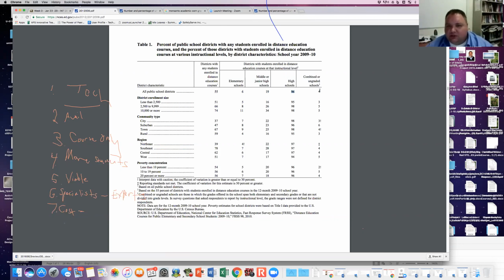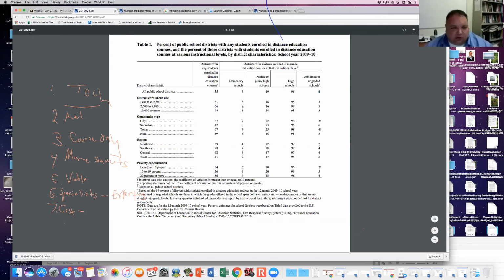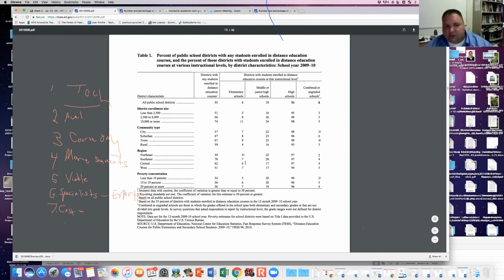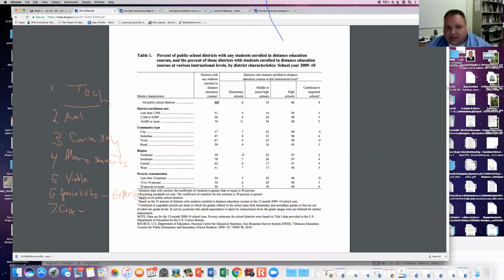The combined ungraded schools are like non-credit schools or not. You have to read the little graph down here, but they're not. We won't consider them in this particular graph tonight. But only 55% of all the school districts they polled had students enrolled in a distance course. And really the highest representation was in high school.